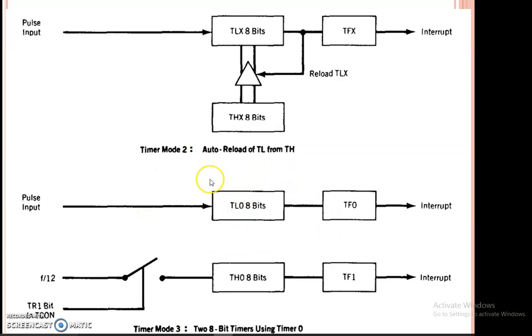Then next come to mode 3. Mode 3 is nothing but two 8-bit timers of timer 0 only. So under mode 3, timer 0 will work. Timer 1 cannot work. So see this TL0 and TH0. These are the 2 8-bit timers of timer 0, and you can run these timers with the help of TR0. The first, TL0, runs with TR0, and TH0 runs with TR1. So using these run control bits, you can use the 8-bit timers, and whenever they reach the count of all zeros, the interrupt is generated.